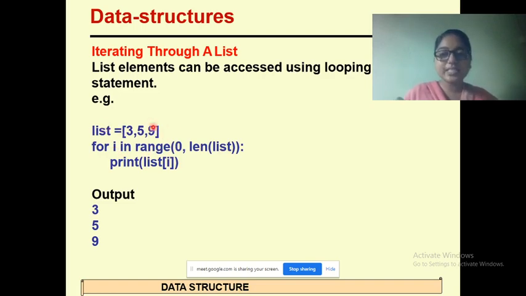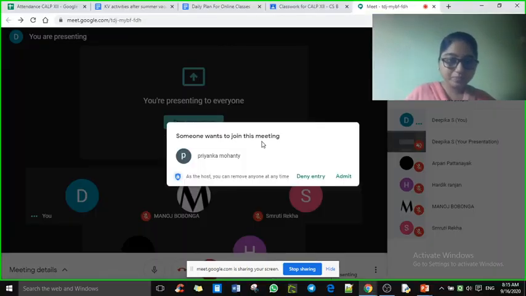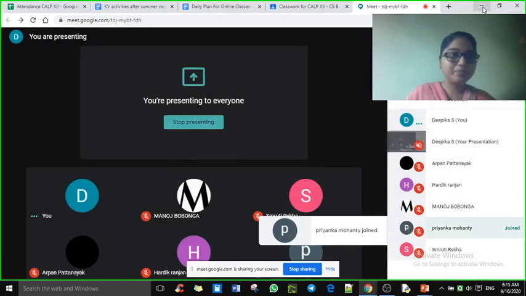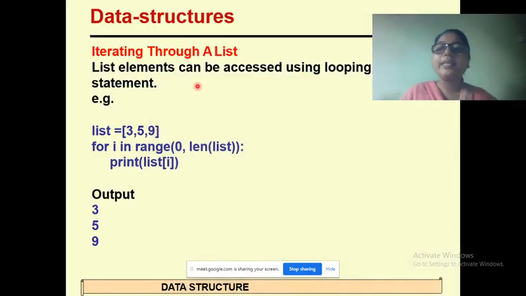Now consider this example. The list has 3 elements, that is 3, 5 and 9. So what is the length of the list? Length of list is len, and you pass the name of the list to this function. It will calculate the size. There are 3 elements in the list: 3, 5 and 9. So the size of the list is 3.